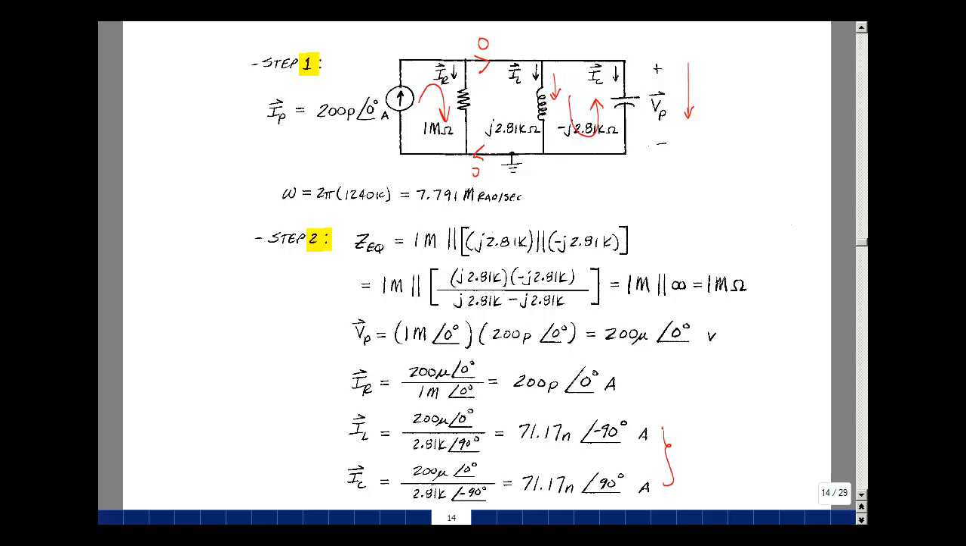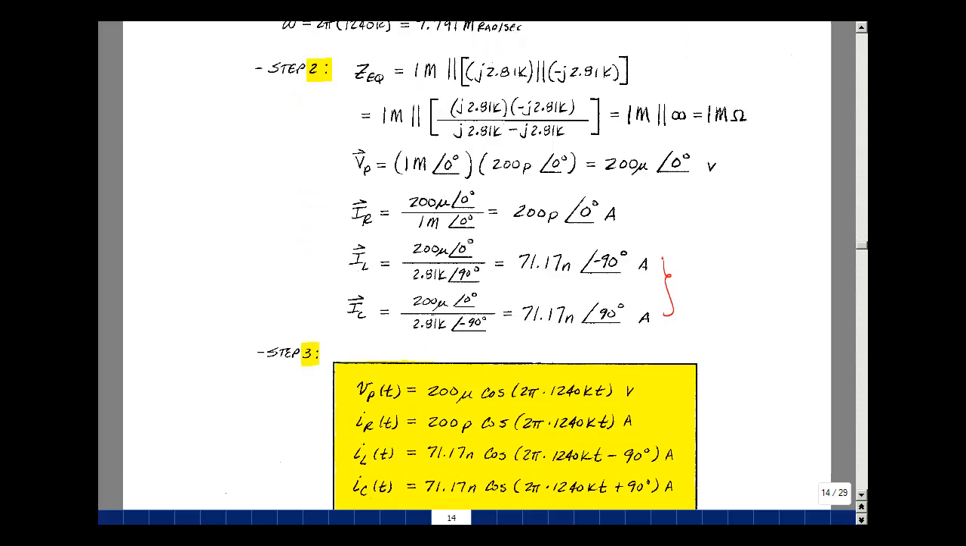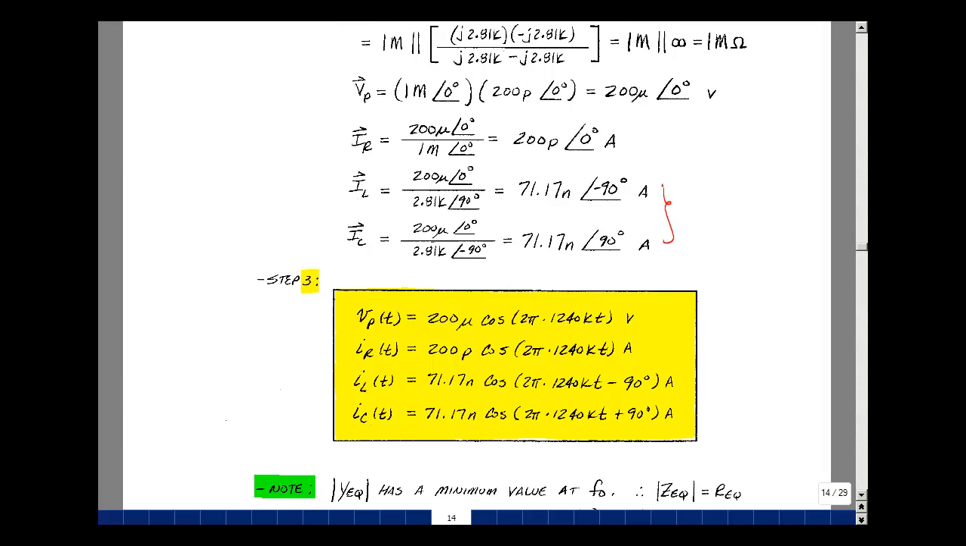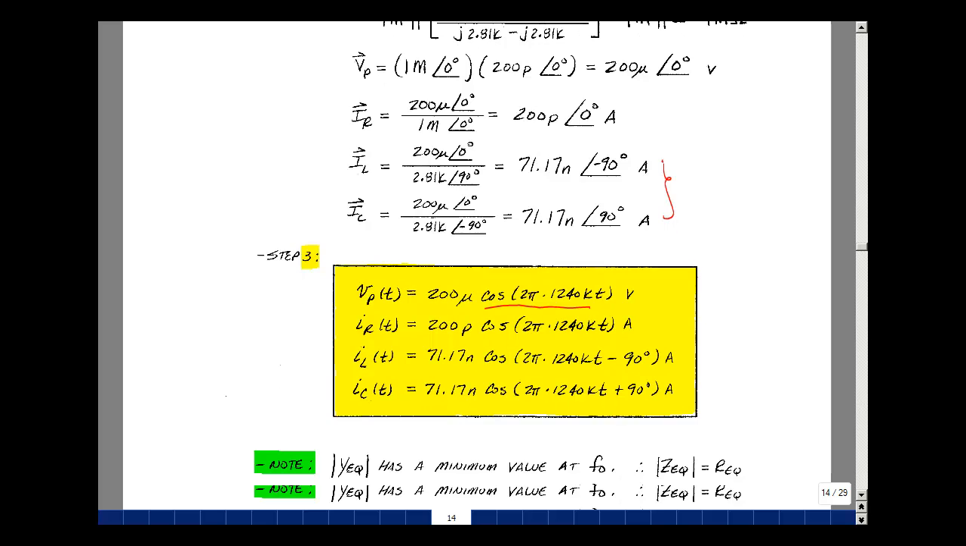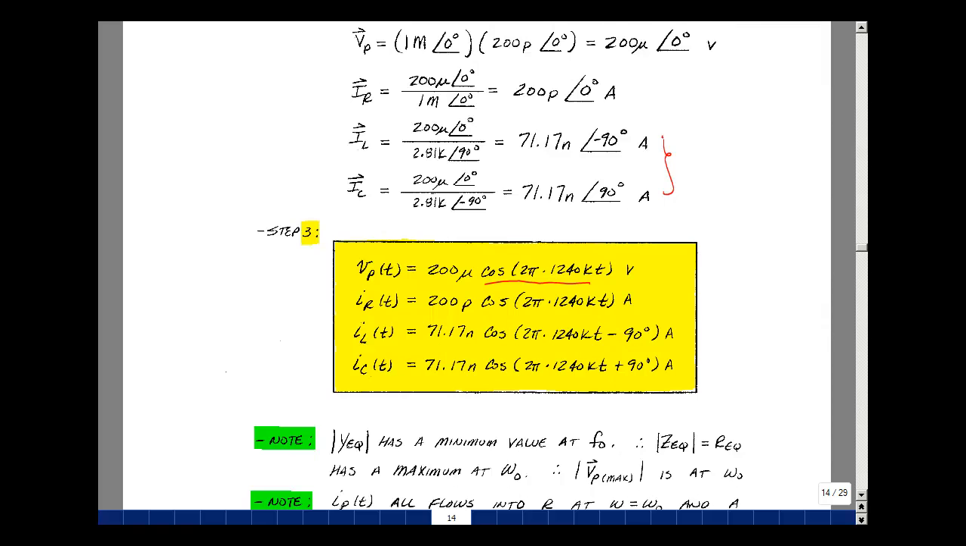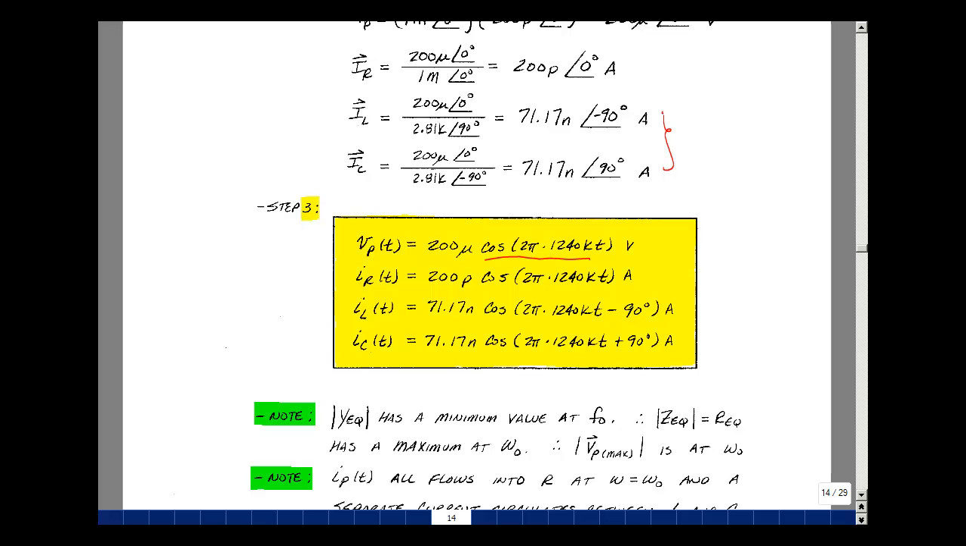Well, during the transient analysis, we're going from our initial values to eventually these steady state values, and some of the energy then is built up in the L and C, and it's just swapping it back and forth. And lastly, to find the time domain steady state results, just put the cosine of omega t between the magnitude and the angle. So we got 200 microvolts, cosine of 2 pi, 0.2 megahertz, t. The current is 200 picoamps, cosine of the same frequency. The current in the inductor is 71.17 times the cosine, same frequency, with minus 90 degrees, and then the capacitor plus 90 degrees. Now what's happening at resonance is that we're getting the L and C canceling each other, and we're actually getting just the resistance left over.